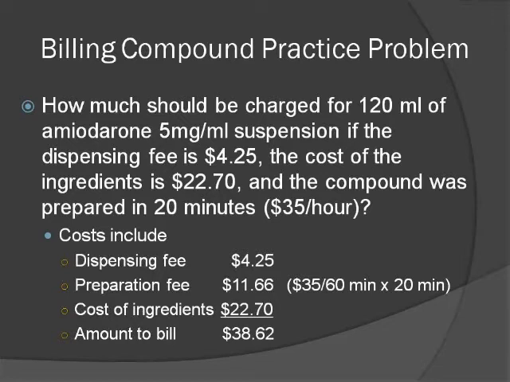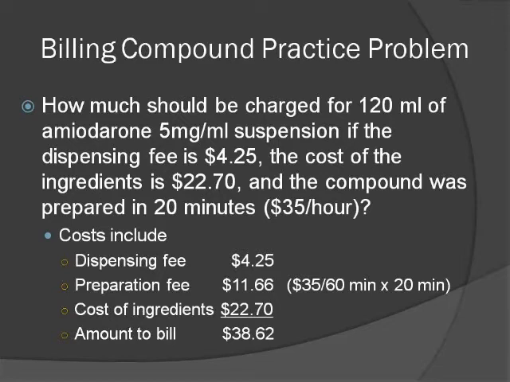So if you just take 35 over 60, because we know there's 60 minutes in 1 hour, then we multiply that by 20 minutes, the time it took for preparing this, we get 11.66. So you just simply add all these figures to get the amount that you're going to bill for. The dispensing fee is $4.25, the preparation fee is $11.66, and the cost of your ingredients is $22.70. Our total bill will be $38.62.